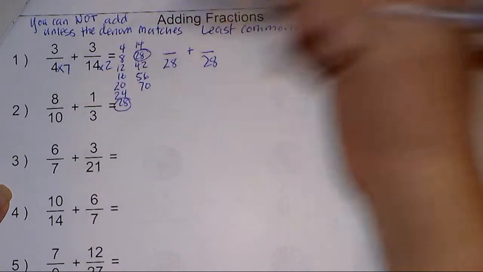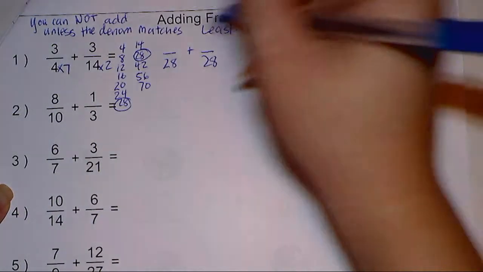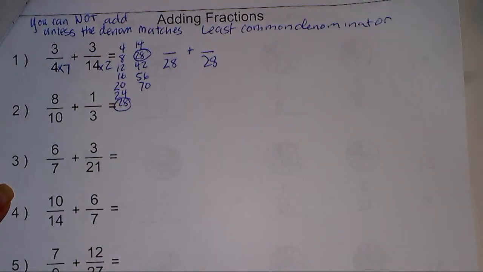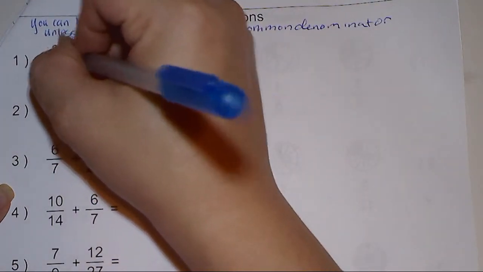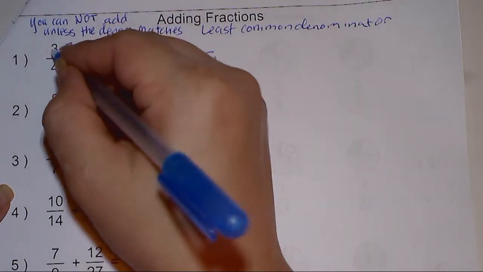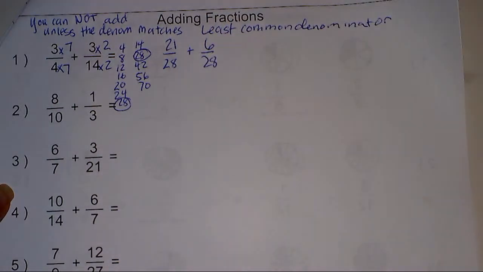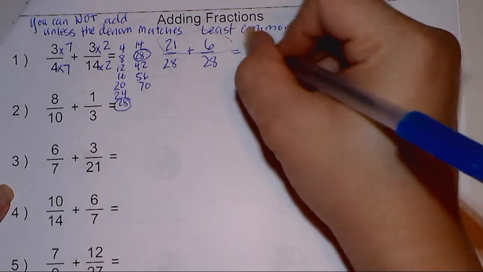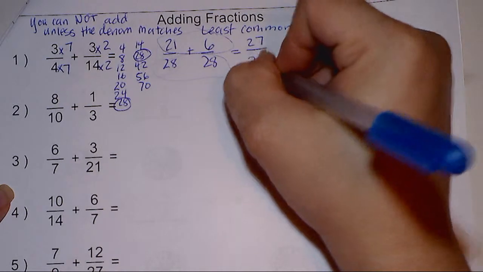Okay? And remember, what I do to the bottom, I do to the top to make it equivalent. Okay? So we haven't added anything yet. We're just changing these to equivalent fractions so that we have the same bottom number. So 3 times 7 and 14, so 3 times 2. So 3 times 7 is 21. 3 times 2 is 6. So now I can add this part. Equals 27 out of, and the denominator doesn't change.